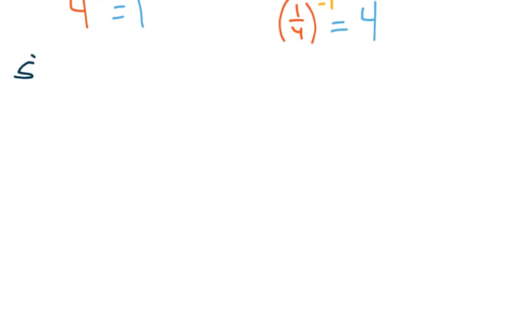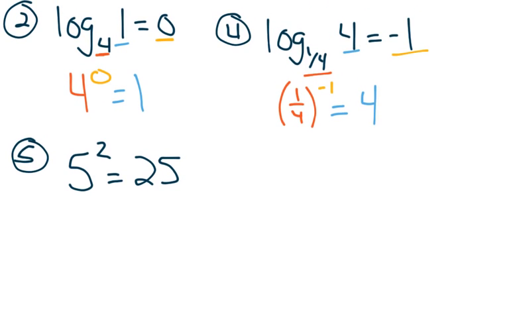Okay, so number 5. Now I'm going to give you something in exponential form, like 5 to the second power is equal to 25. And let's see if we can turn this into logarithmic form. I'll leave these two examples here so we can see them. We start with the word log, and then what you notice here is the bottom number is your base of the exponent. So the base of the exponent here is 5, so log base 5.